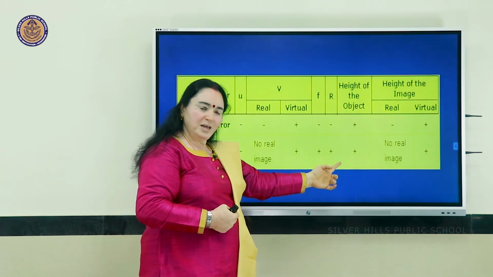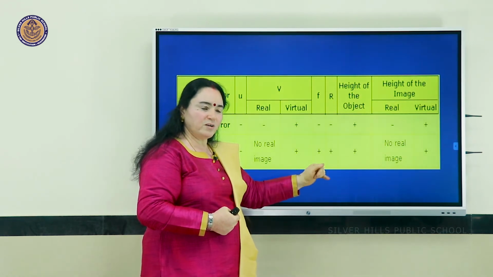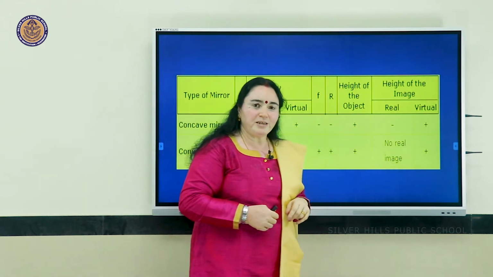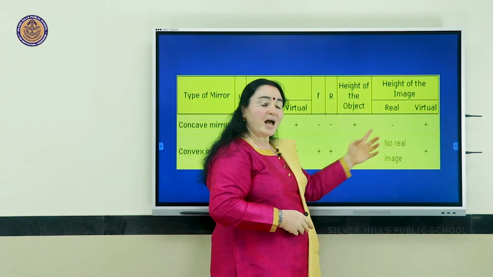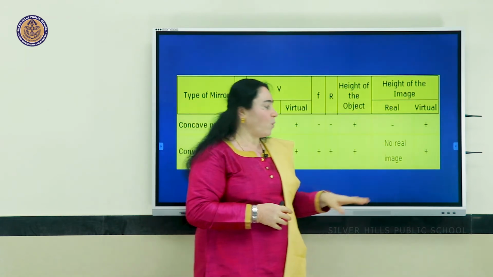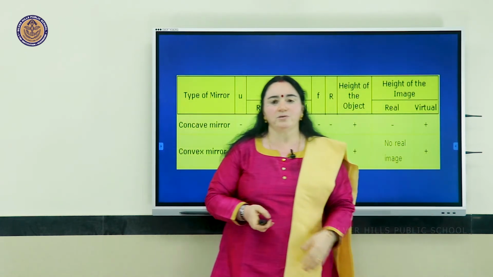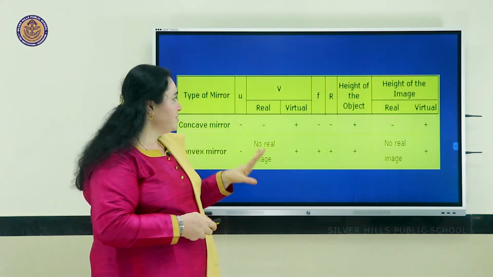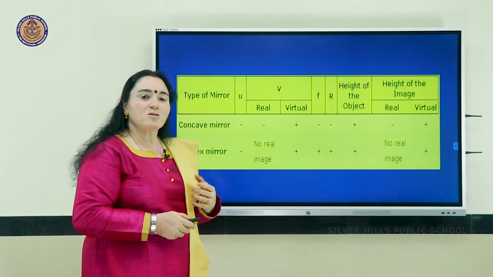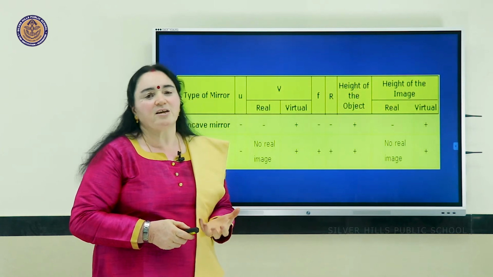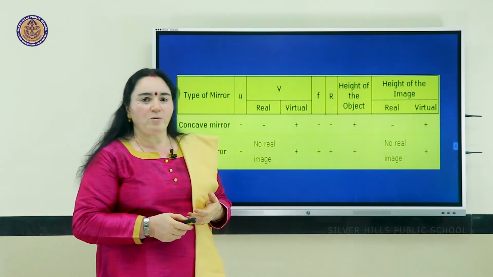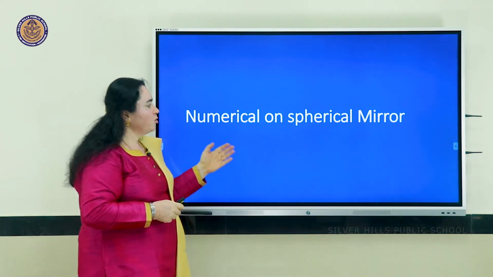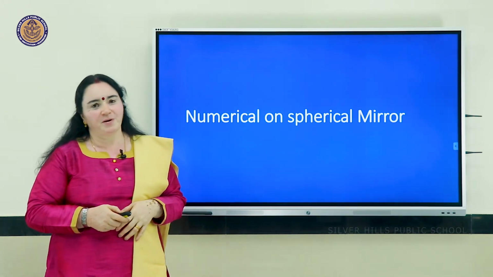Radius of curvature, 2 times the focal length, is again a positive value. Height of the object is a positive value. Height of the image will also fetch you a positive value using your Cartesian sign convention. If this chart is there in your mind, applying the sign convention to your mirror formula is very, very easy. Now let us discuss a few numericals of spherical mirrors.